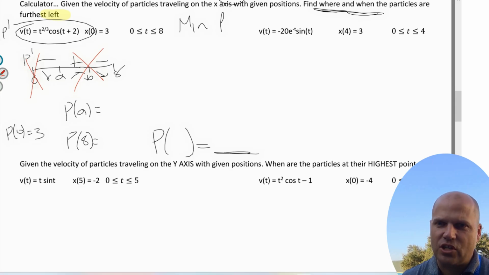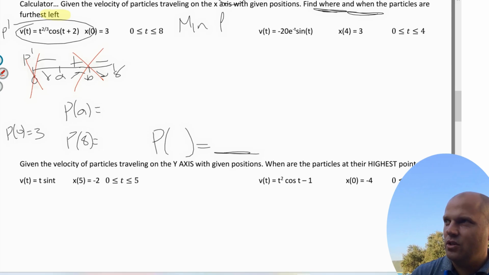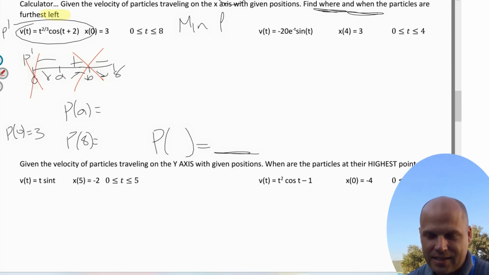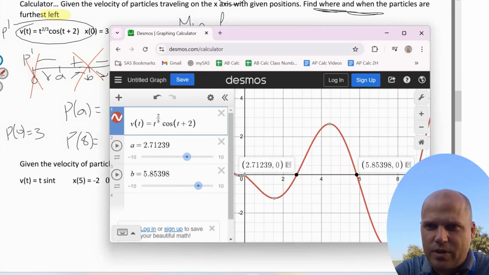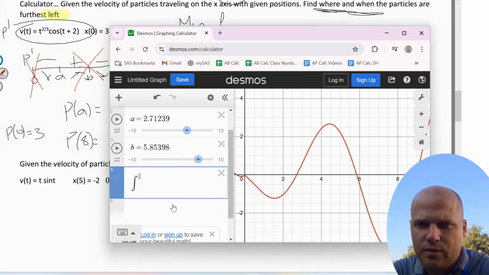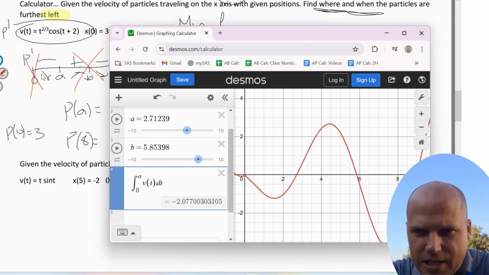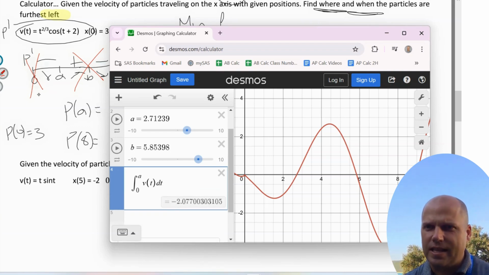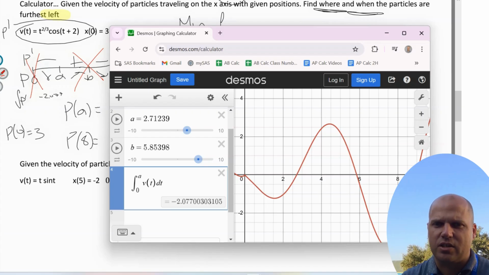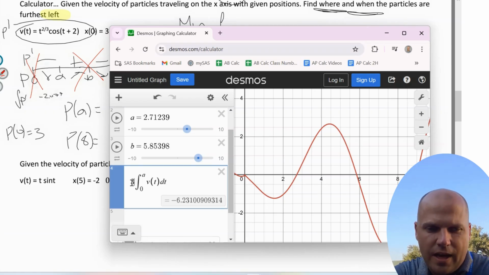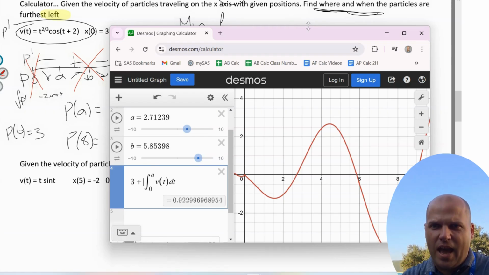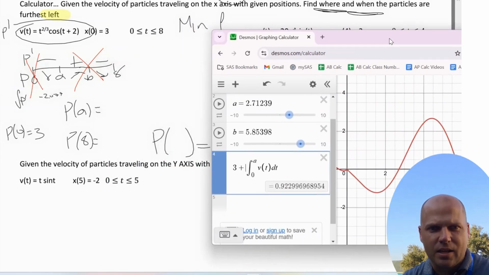However, for justification, you have to state why your candidates are just at A and 8, and you're going to have to find those. Now, this is when we need to integrate. So break out our integral, 0 to A of V of t. And this is how much I decrease. I will understand that my position decreases. If I accumulated my position from 0 to A, I get minus 2.077. That's how much I decrease. And I will take my 3 and I will add that to figure out P of A. One candidate is 0.922.